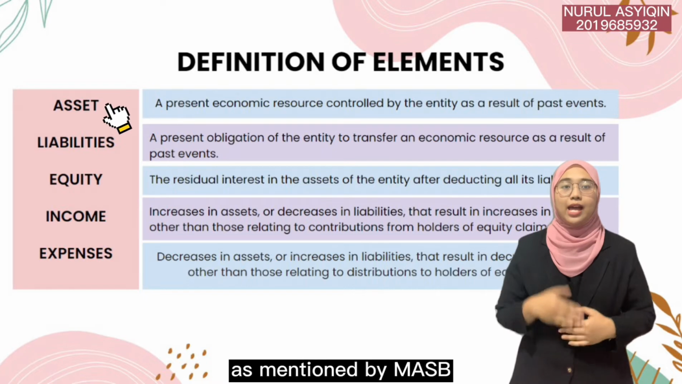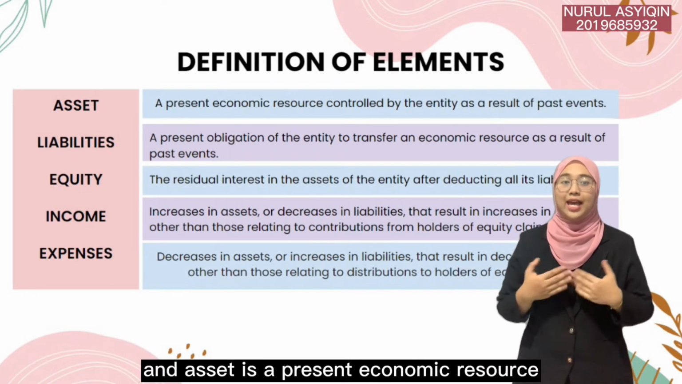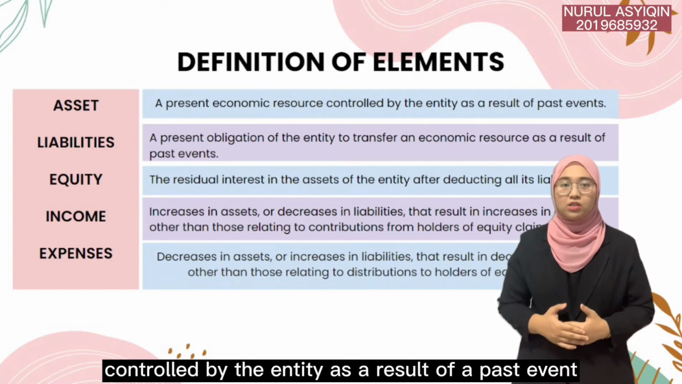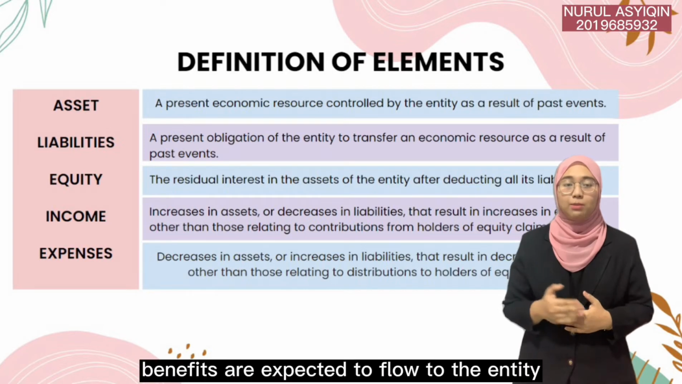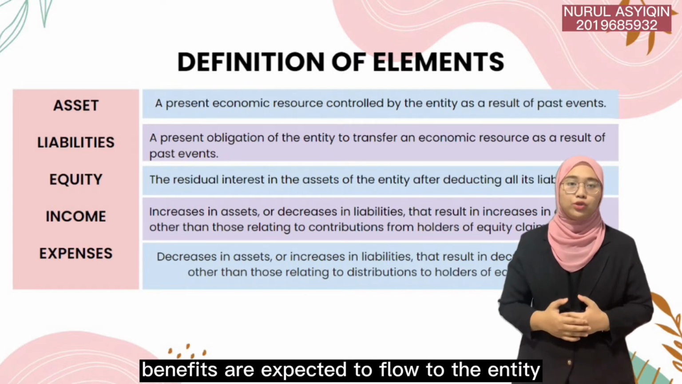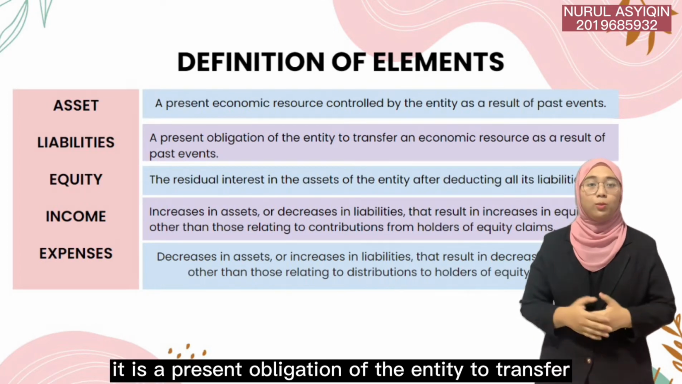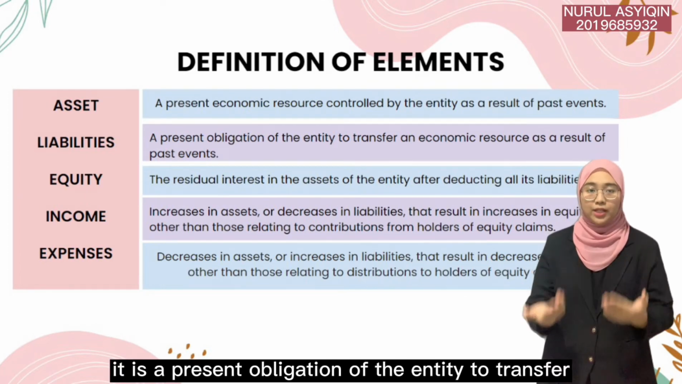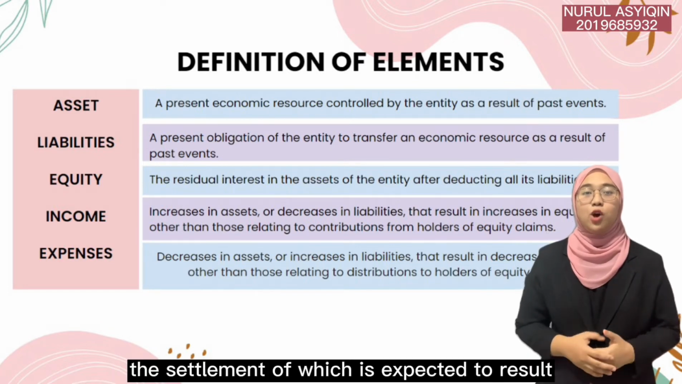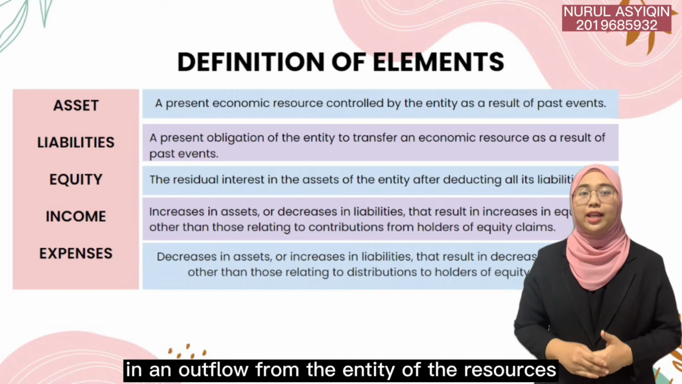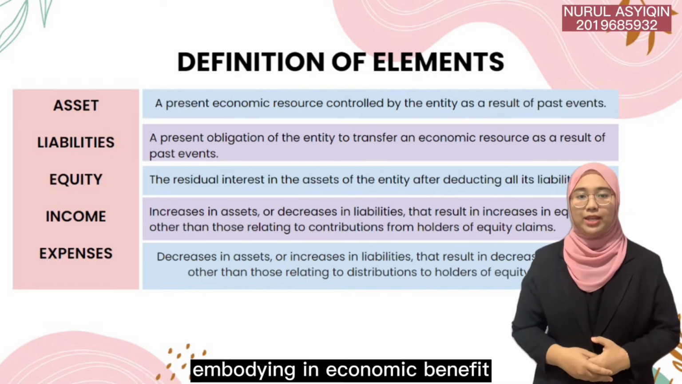First is asset. As mentioned by MASB in its report about the conceptual framework, an asset is a present economic resource controlled by the entity as a result of a past event and from which future economic benefits are expected to flow to the entity. Next is liability. It is a present obligation of the entity to transfer an economic resource as a result of a past event, the settlement of which is expected to result in an outflow from the entity of resources embodying economic benefits.